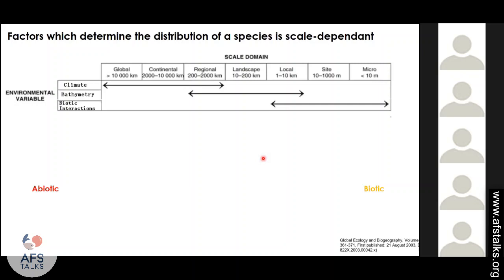If we are looking into a global, continental or regional domain, then we don't have to look into the biotic interactions, or it may not be feasible to look into each and every biotic interaction. In such cases, the climatic factors and bathymetric features are fine. And if we go into a macro scale or a local scale, then we have to look into the biotic interactions and all available factors, even the barriers and all possible environmental predictors.